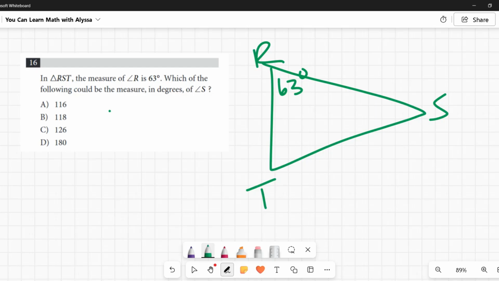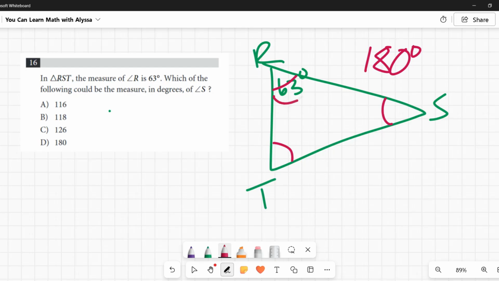Because when we only have one angle, there's no way of knowing what the other two angles are. Impossible. It can't be done. But we do know what it could be. Well, what could it be? What is the grand sum of angles inside a triangle? If I add them up, any triangle, what's it going to add up to? It will add up to 180 degrees.